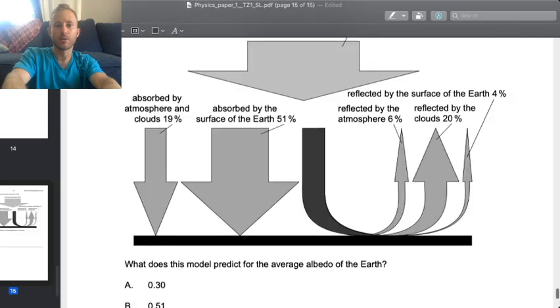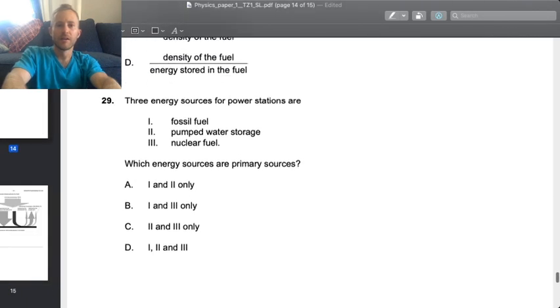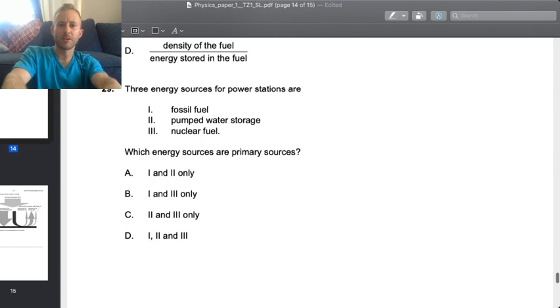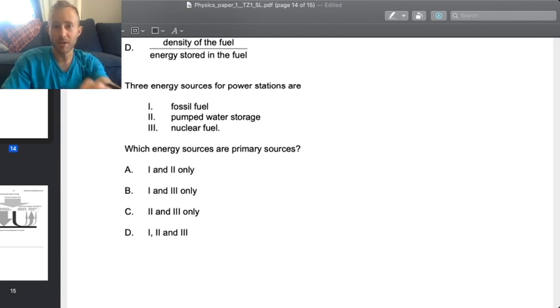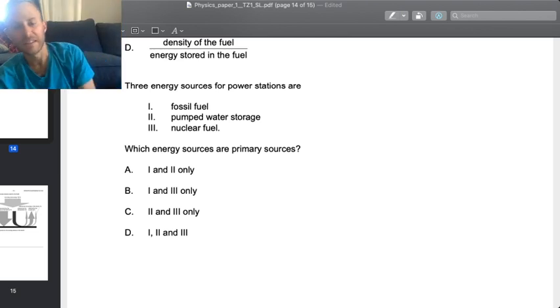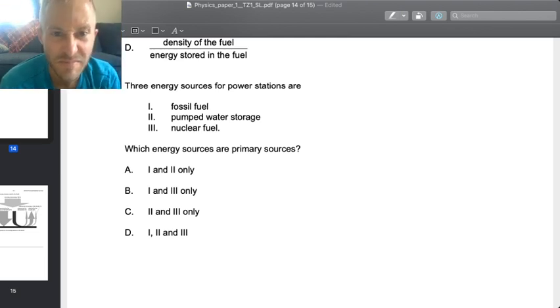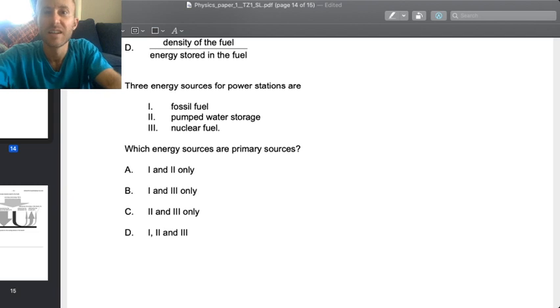Okay, 29. 3 energy sources for power stations are blah, blah, blah. Which sources are primary sources? Okay, I'm pretty stumped by that. I don't even know what a primary source is. I'm going to Google it.